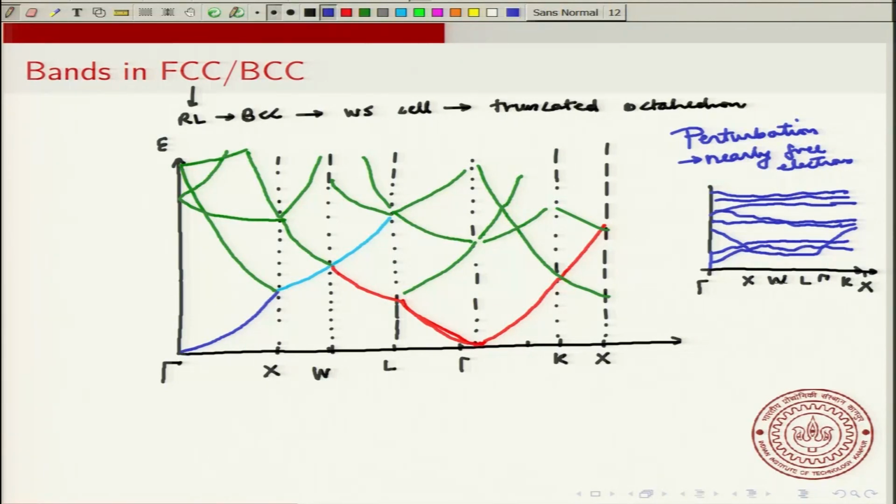So the whole point of this exercise is to show how you can get bands both in 1D and in higher dimensions. And again, I have just shown this schematically, but you can actually plot the free electron levels for this BCC, and you can actually show what the bands look like.